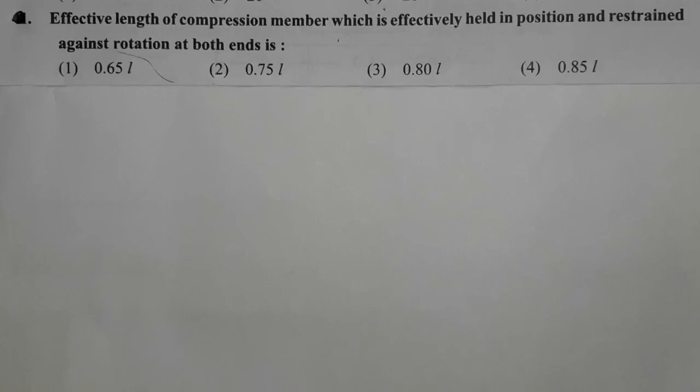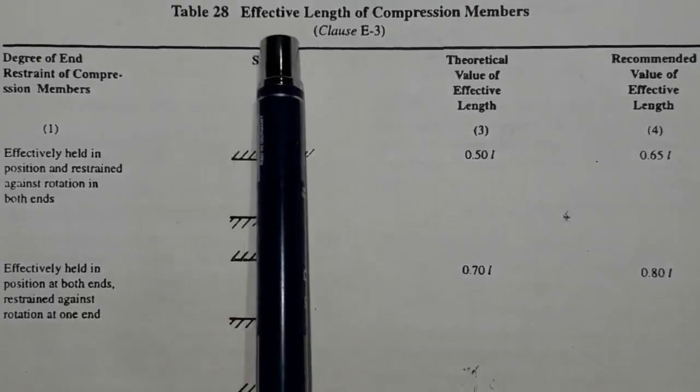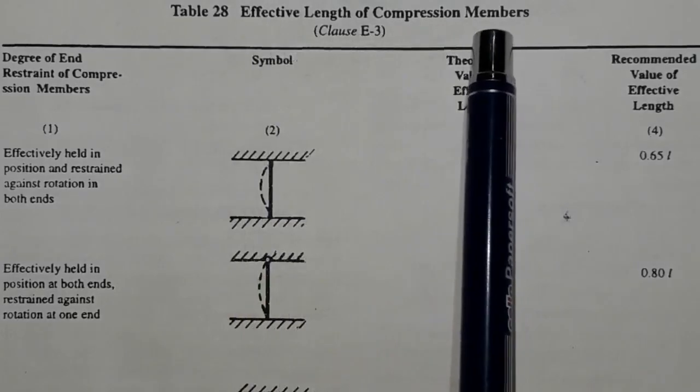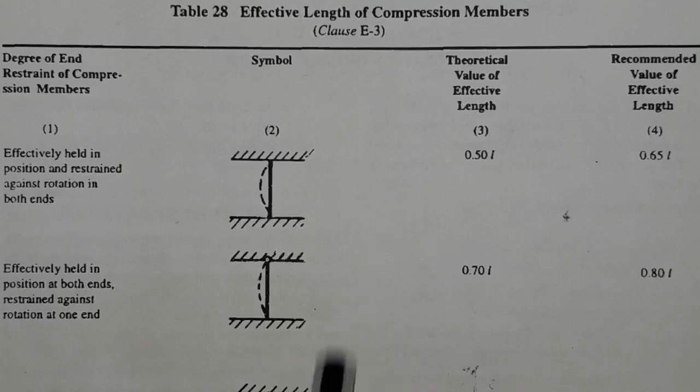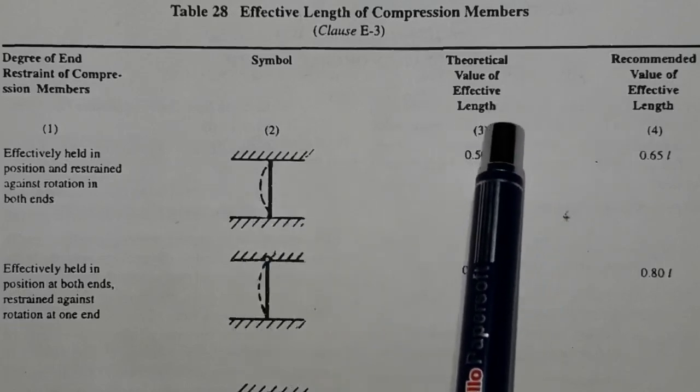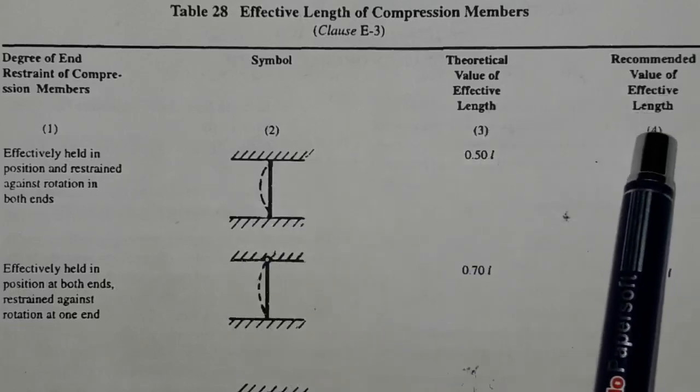Next question. Effective length of compression member which is effectively held in position and restrained against rotation at both ends is. Now the 4 options are given. Again, to have the effective length of compression members, we will have to go to IS 456. Table number 28, effective length of compression members. Now here the end conditions are given. The column is represented symbolically over here. Theoretical value of effective length and recommended value of effective length.